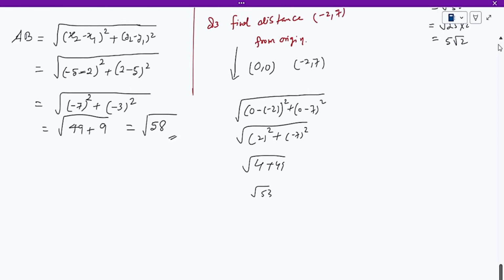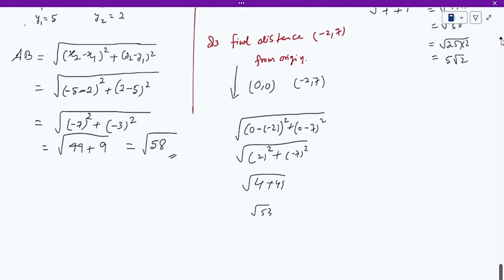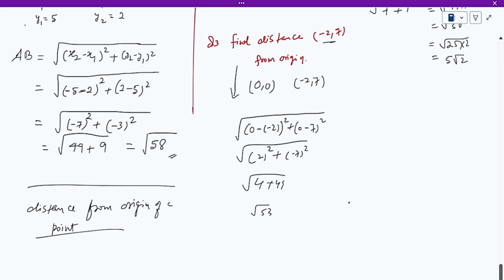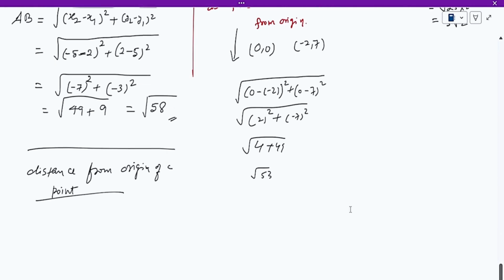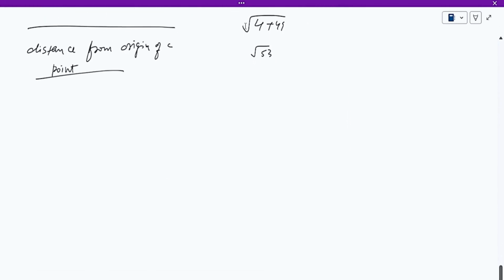So over here in a general way, what is the distance of a point from origin? If you are asking the distance of a point from origin in a general way, like the distance of any 2 points, as I said, x2 minus x1 square plus y2 minus y1 square and root of that. So the distance from origin of a point. Let's say we have given any point x comma y, and we want the distance of that point from what?